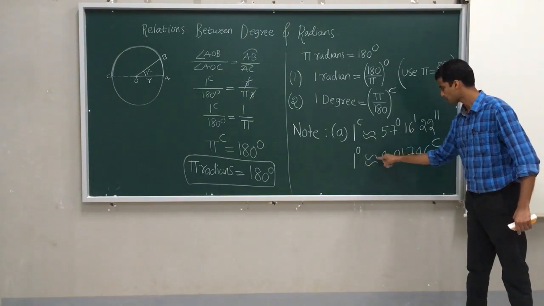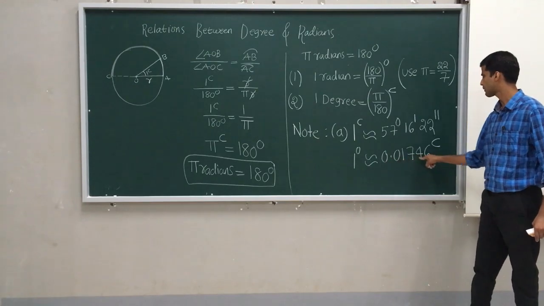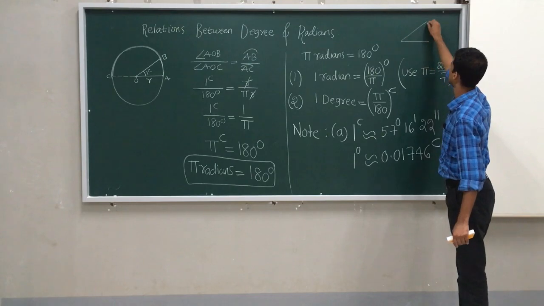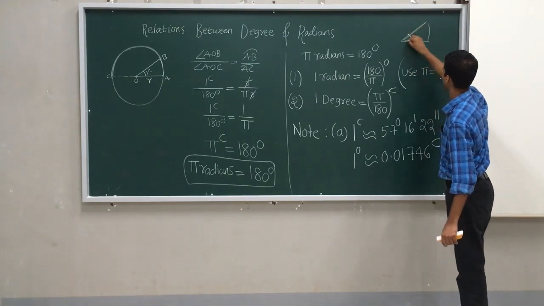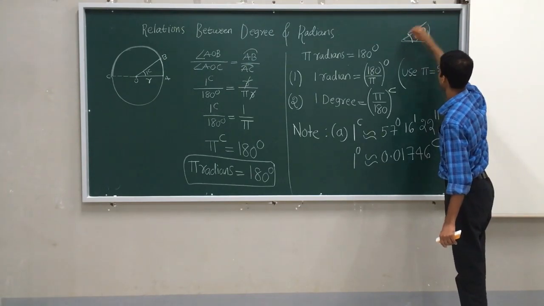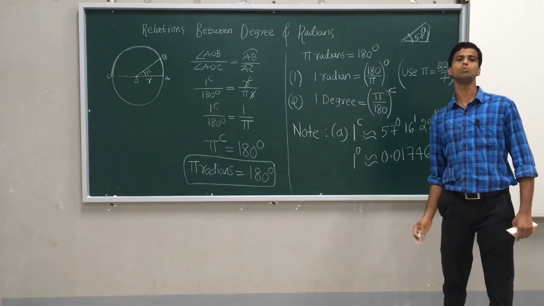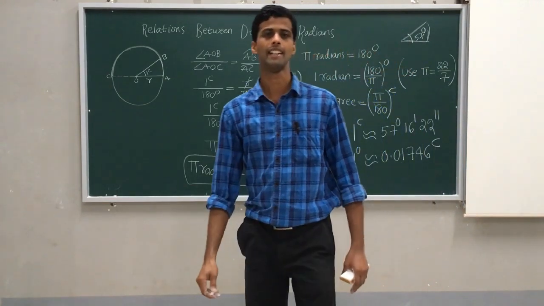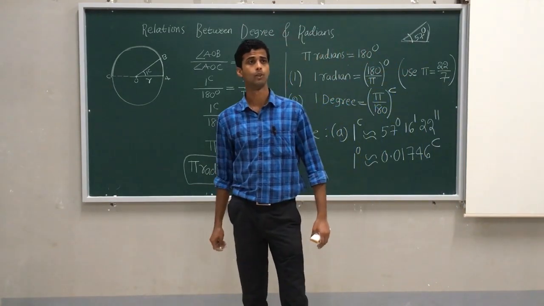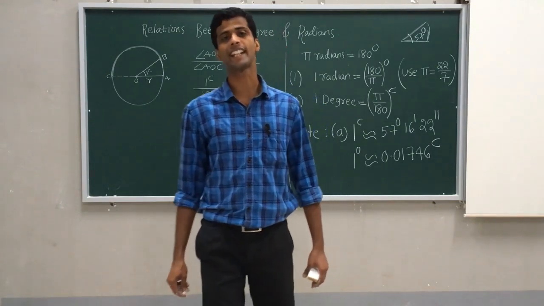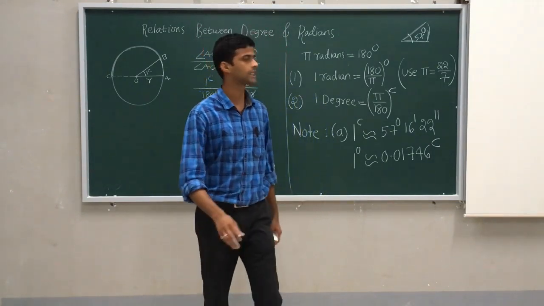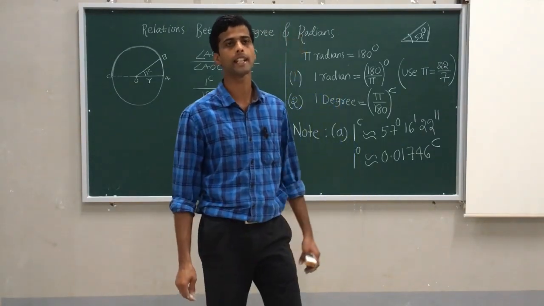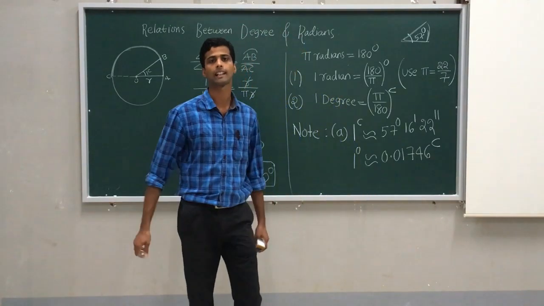And 1 degree is approximately 0.01746 radian. Therefore, if I told you this as 1 radian, it gives me an angle of approximately 57 degree. Anything more than 57 degree won't come in the 1 radian category. If anyone asks what is 57 degree, you may say, sir, 57 degree is 1 radian. If anyone asks what is 58 degrees equal to, then we need a calculation.